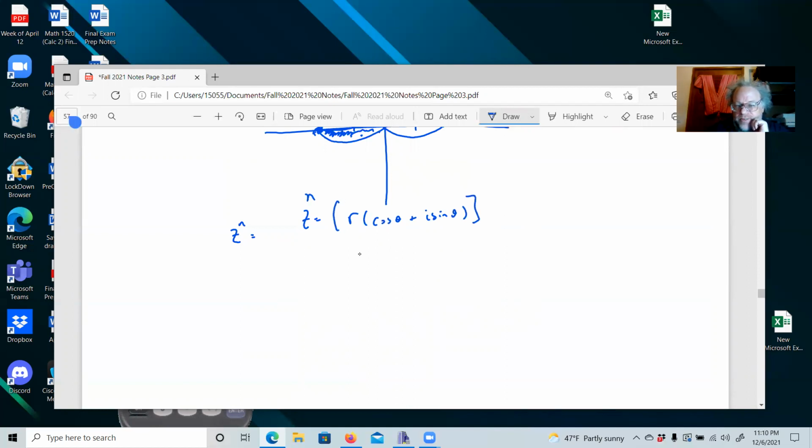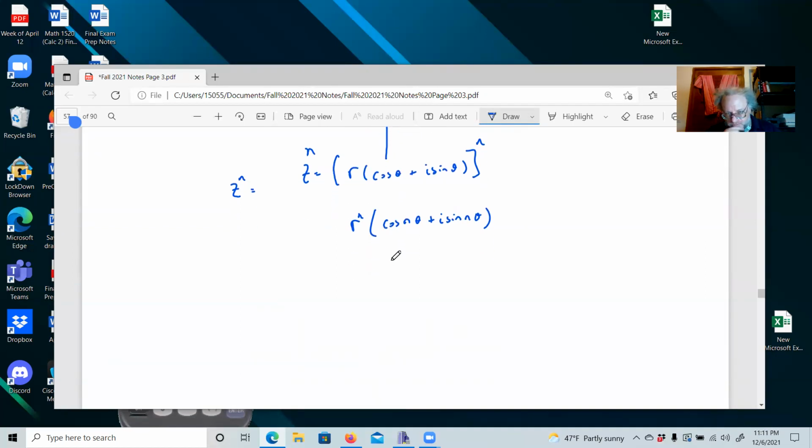But when I want to raise this to the nth power, the way we do that is we say, well, this is r to the n, so this is the magnitude, okay? And then we're going to have cosine of n theta plus i sine of n theta, okay? So they're not going to want it like this. They're going to want it back in rectangular form. So let's go ahead and do a little example of this.